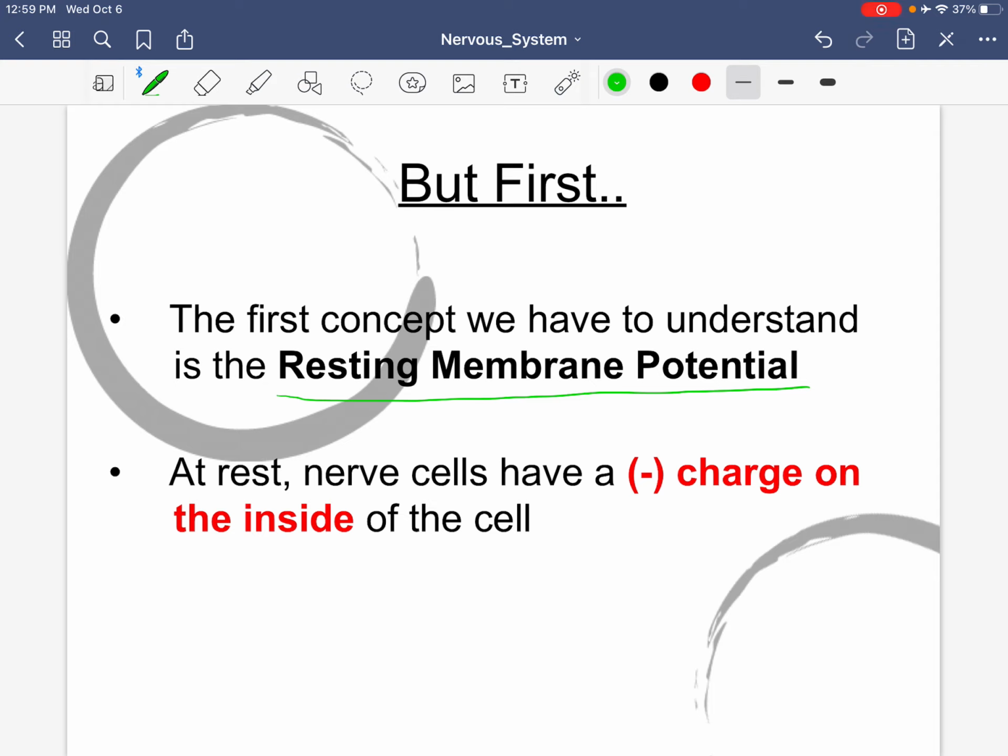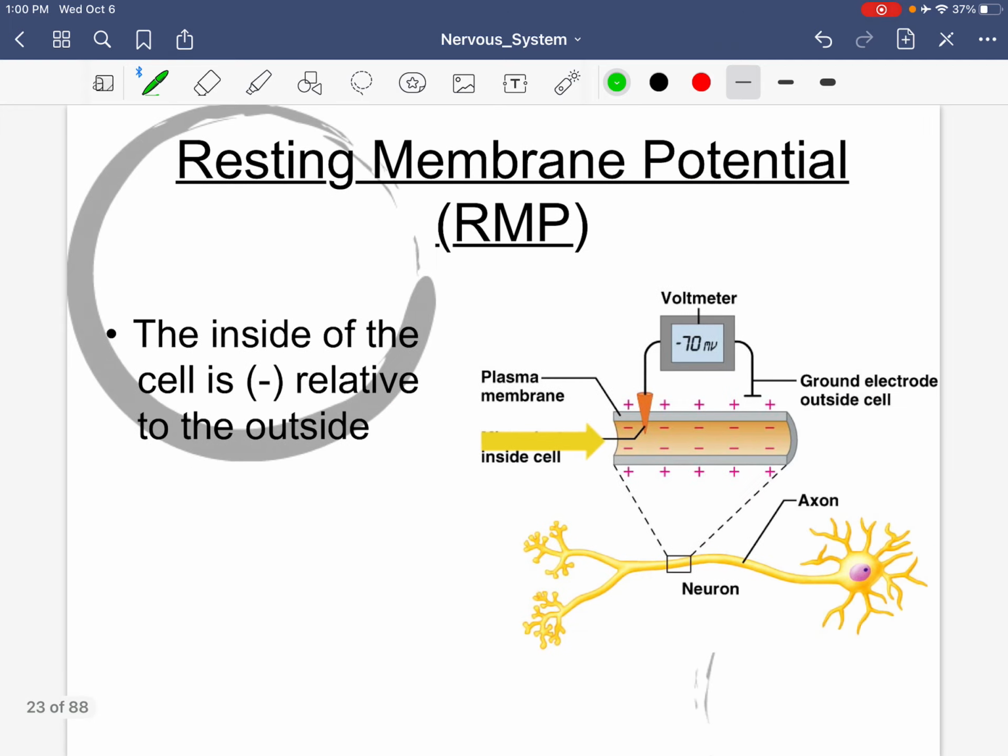So let's first talk about this resting membrane potential. To define the resting membrane potential, all it means is that at rest, cells have a negative charge on the inside of the cell. At rest, that's why it's called resting membrane potential, resting. At rest, there's this negative charge on the inside. And what this serves us as, it is a type of potential energy. You know, potential energy, it's like stored energy. It's not energy currently in motion, but it's stored energy. So when we want to use it, we can actually turn that potential energy into energy in motion.